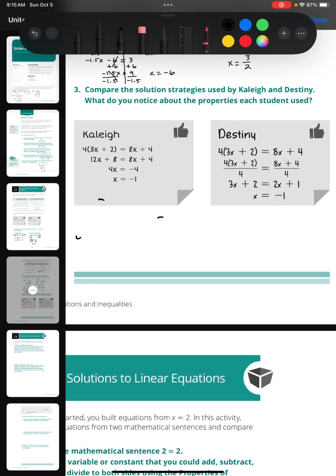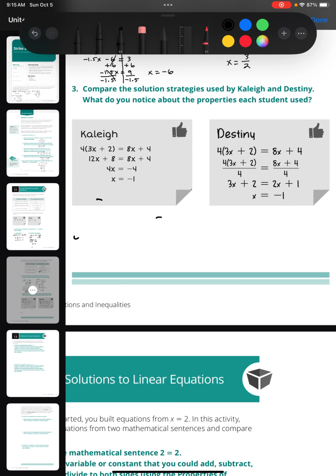All right, down to 3. It says compare solution strategies by Kaylee and Destiny. What do you notice about the properties of each student? Okay, well, in the first one for Kaylee, her first step, we can see she used the distributive property. Multiplied that 4 in. From there, she moved all her variables to one side. It looks like she subtracted the 8x to move it this side, so she used the subtraction property.